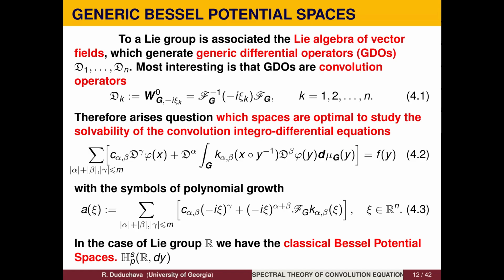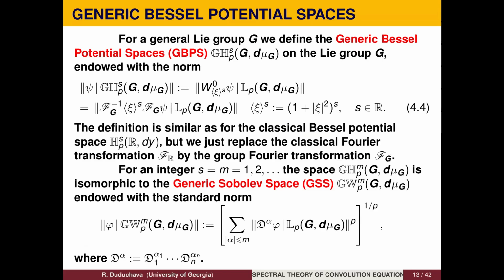So we have now differential operators. In the case of Lie group on R, we know that the suitable space for the investigation of such integro-differential operator is the classical Bessel potential space. But it's not suitable for different Lie groups. For the different Lie groups, we have the same definition as for classical Bessel potential space, absolutely the same definition.